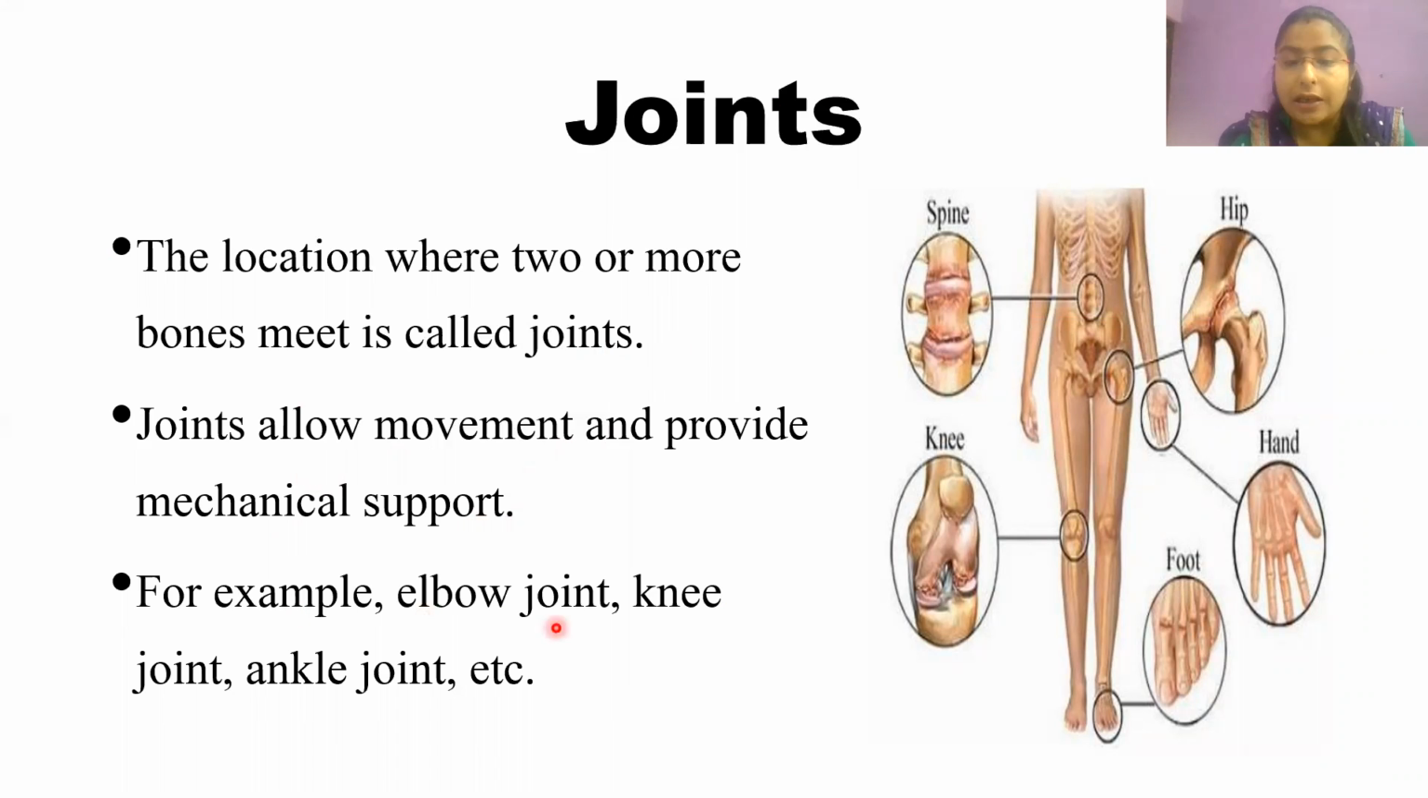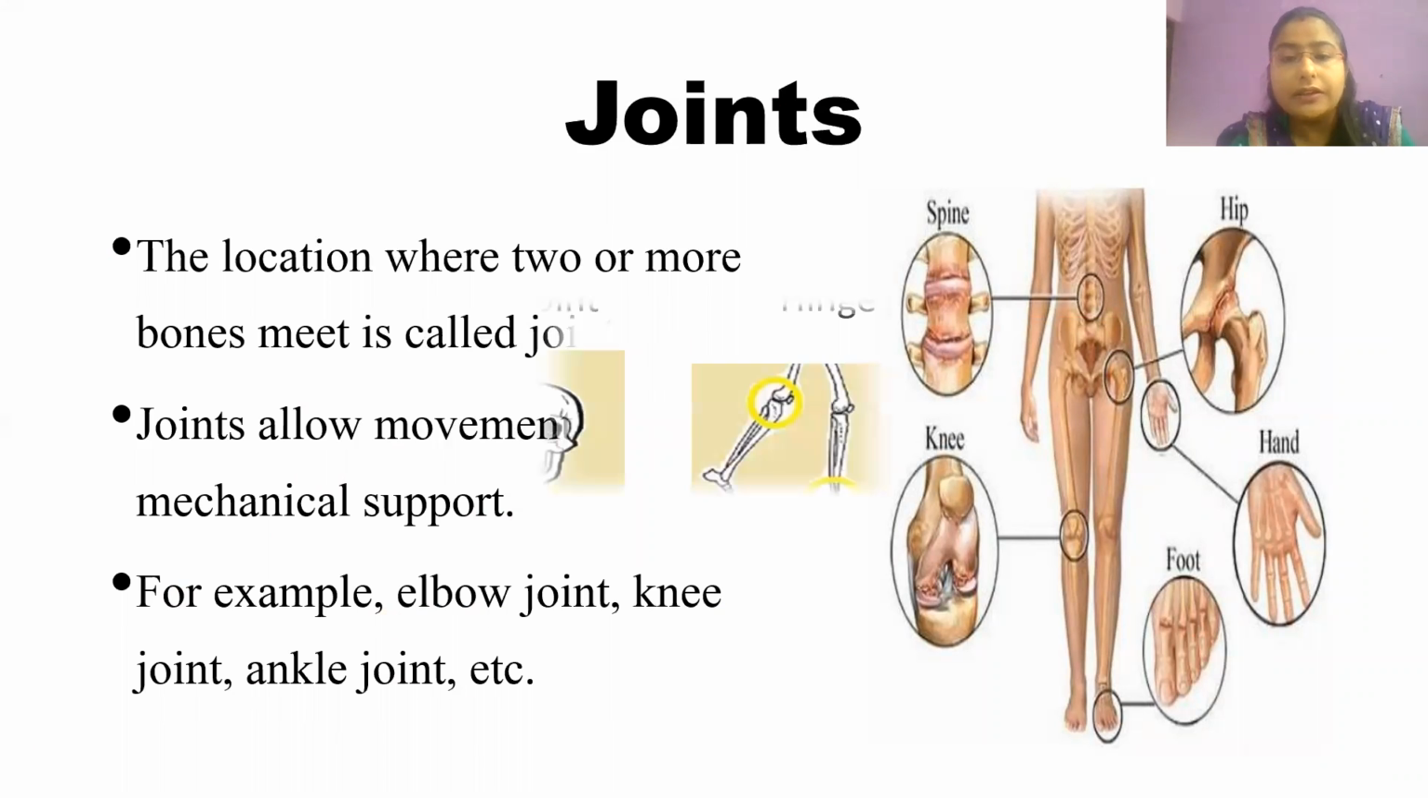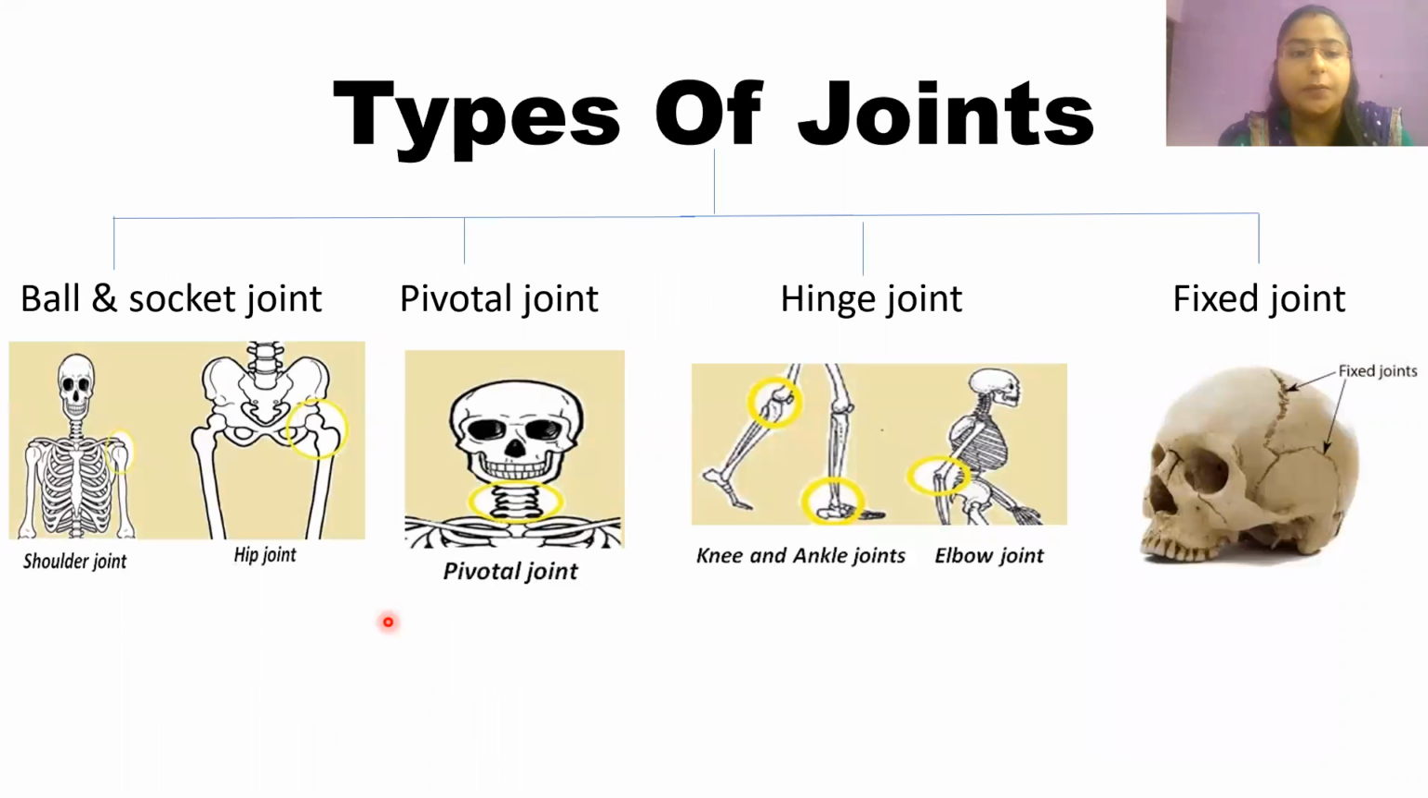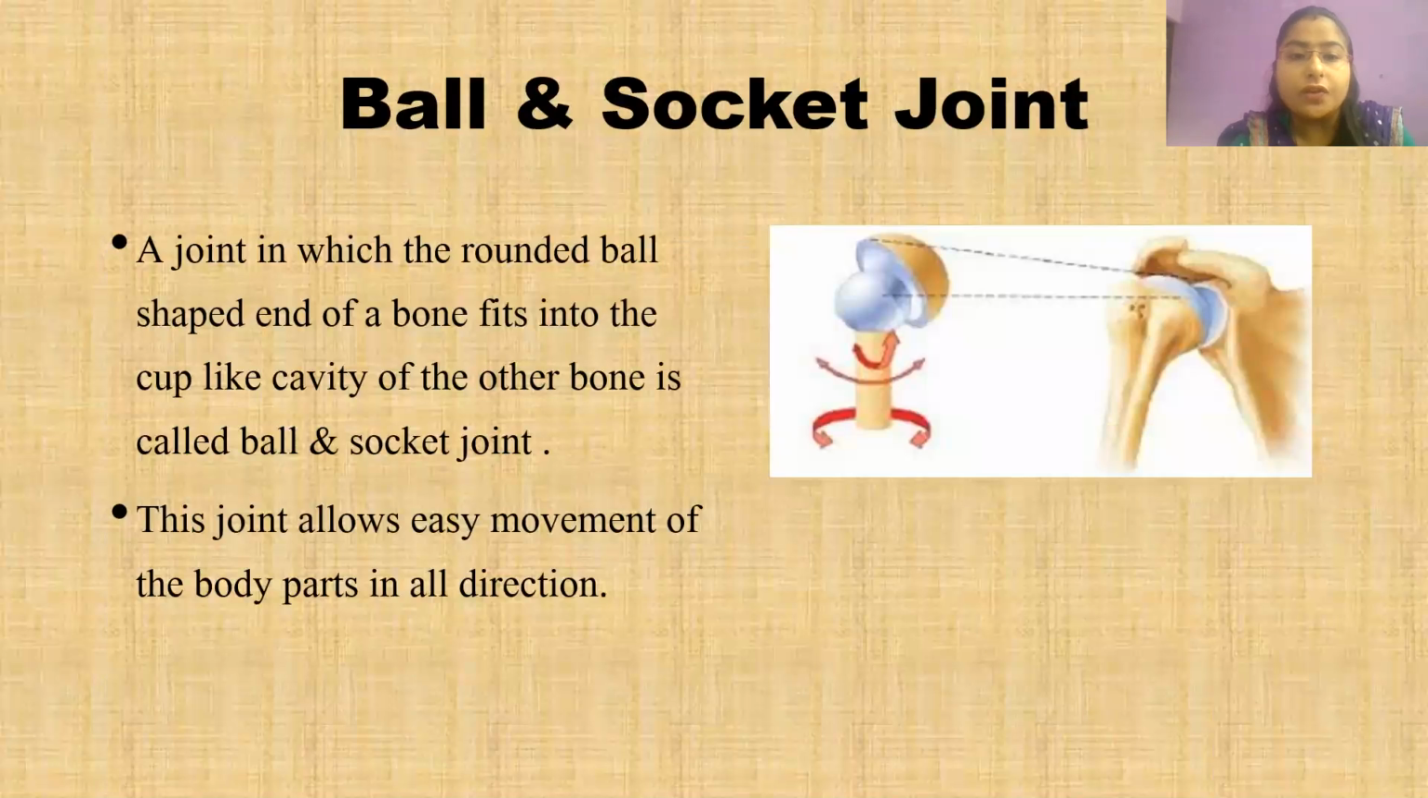For example, elbow joint, knee joint, ankle joint. These all are known as joints. There are four types of joints in our body. First is ball and socket joint, pivotal joint, hinge joint, and the fixed joint. Okay. So first we will see the ball and socket joint.